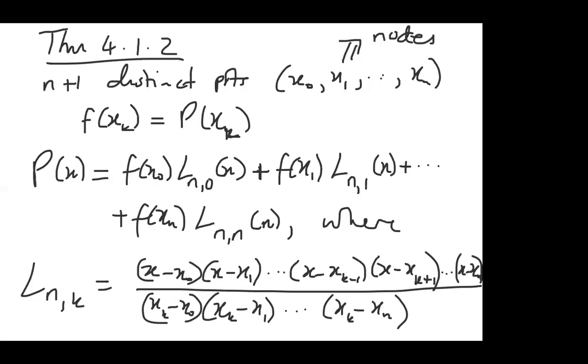Okay, is that okay, ladies and gentlemen? Any questions on this part? So all you need to know is how to construct L_nk, and then you'll be able to substitute in p. You already have f of x0, f of x1, and so on up to f of xn. Okay, can we look at an example now?